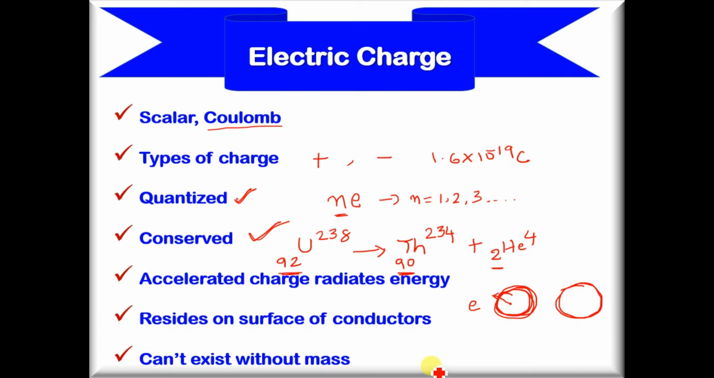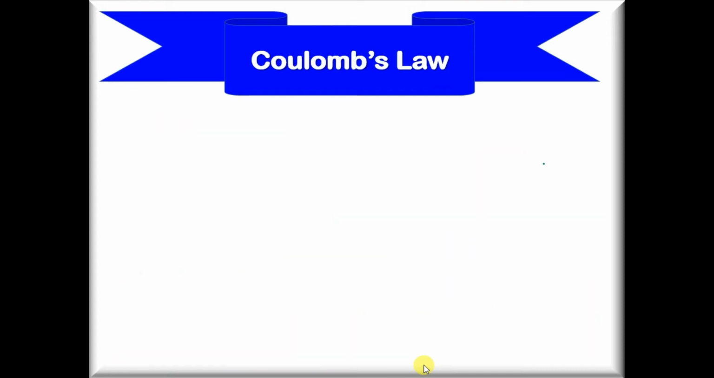This is the normal point. Charge cannot exist without mass. That means if you have some mass particle, the charge will be distributed over that particle. If the particle is not there, your charge cannot exist. So that is the meaning of this point.